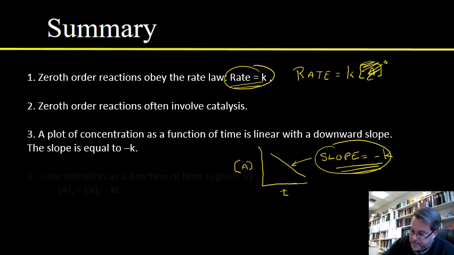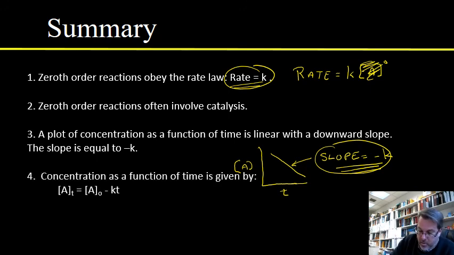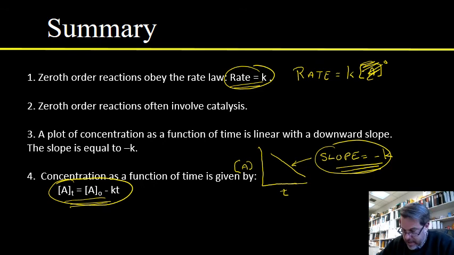Okay. Right. And the equation that relates the concentration of the reactant as a function of time is just A at time t is equal to the initial concentration of A minus kt. And the math for these is really simple, just simple y equals mx plus b equations. All right, that's zero order kinetics, and we'll be back with another one in a little while.